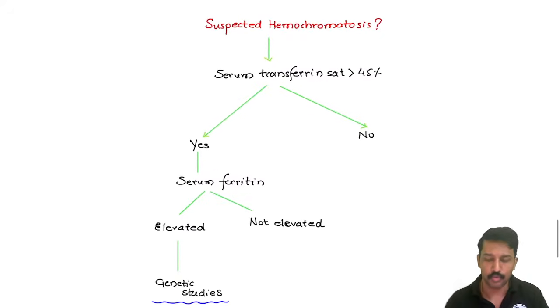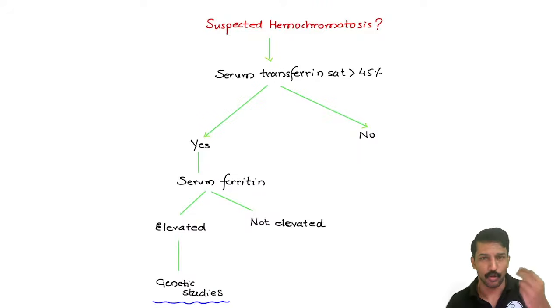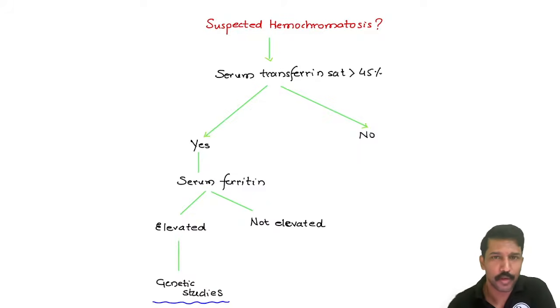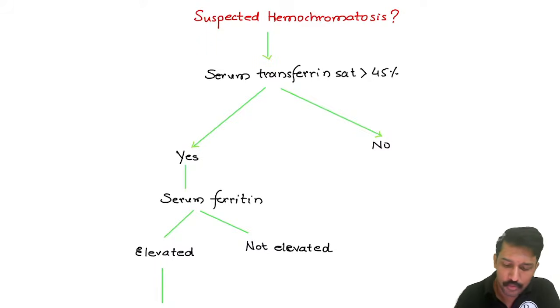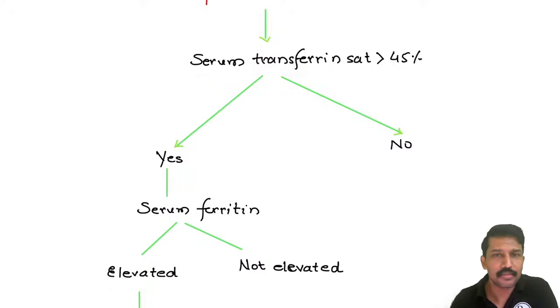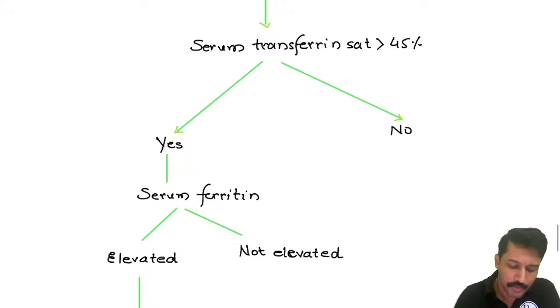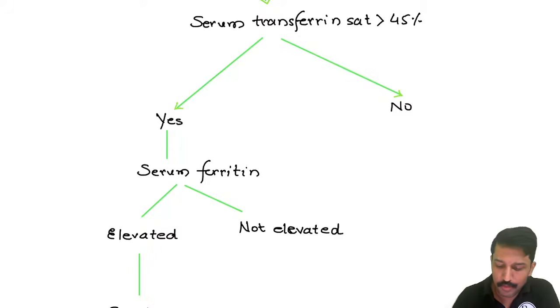that you can use to answer questions, MCQs, for the management of hemochromatosis. So if you're suspecting hereditary hemochromatosis, the first investigation that I would do is serum transferrin saturation. If it is more than 45, it is favoring the possibility of iron overload. If it is not more than 45, then it is suggestive of an alternate diagnosis. It may not be hemochromatosis.